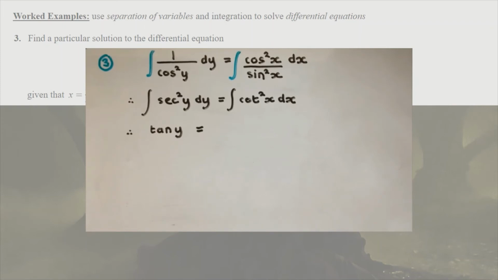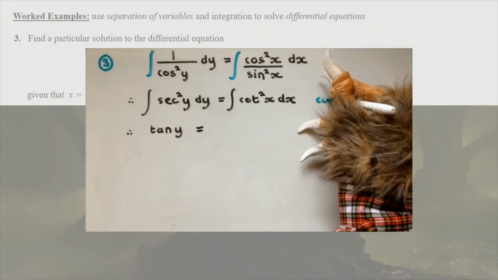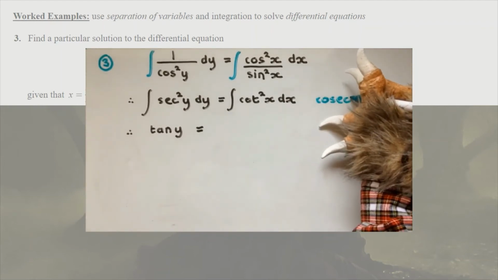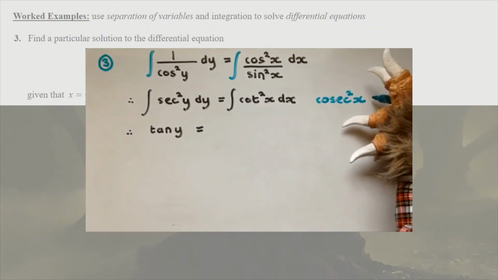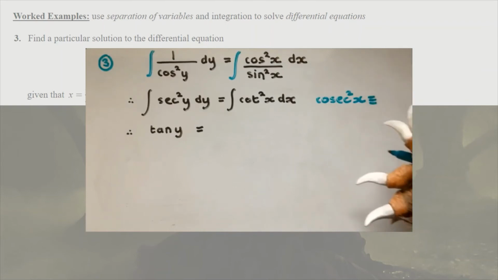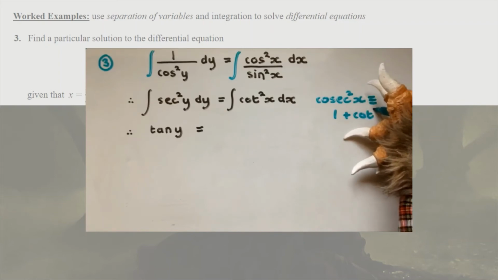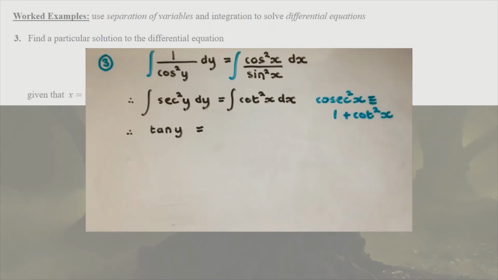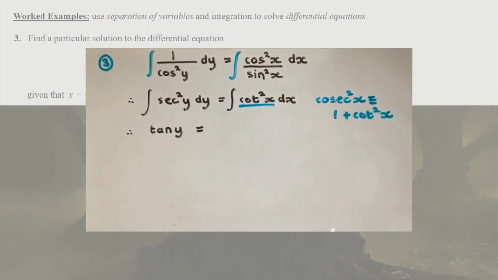And we have an identity. So let's just write down the identity. If you remember, cosec squared x is identical to, and I'm running out of room, I'll put it underneath, 1 plus cot squared x. So that means the cot squared x here I can replace with cosec squared x subtract 1. So let's do that.